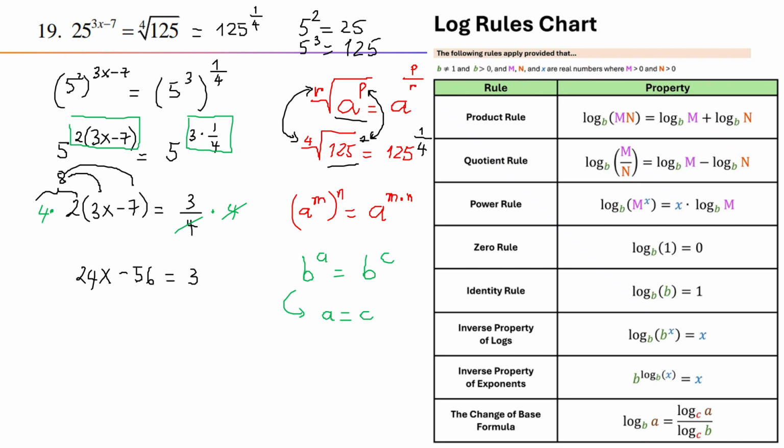Now we will isolate the x terms by adding 56 to both sides, so that we cancel that, and we are left with 24x equal 59. And then we can solve for x by dividing both sides by 24. Now that's gone, we are left with x on the left-hand side equal 59 over 24.